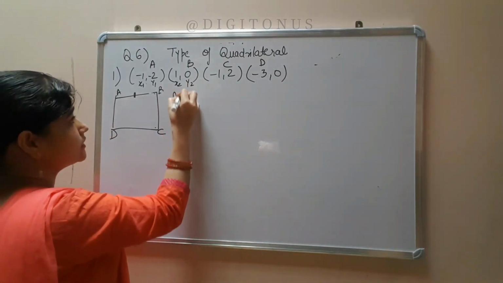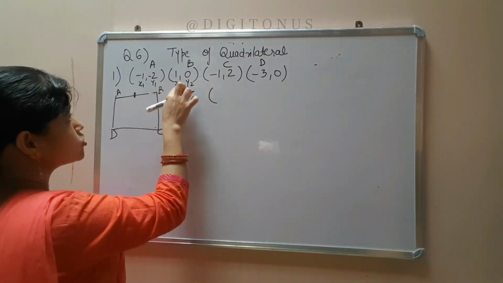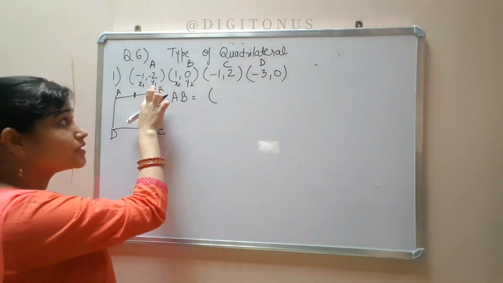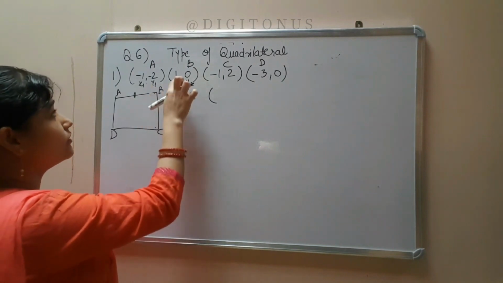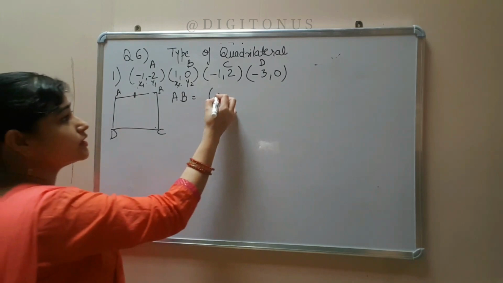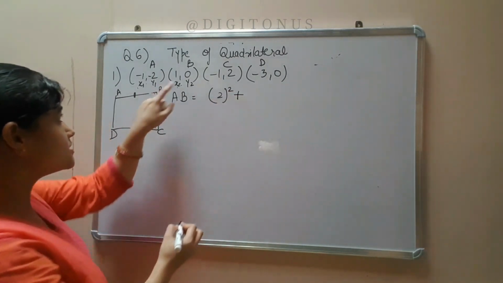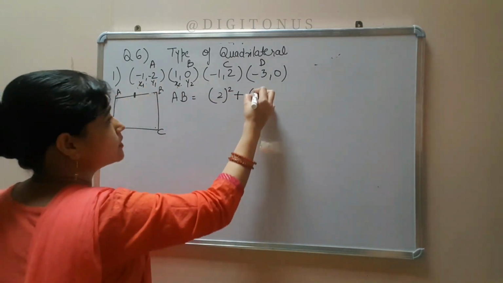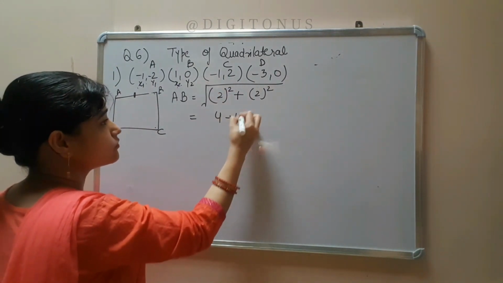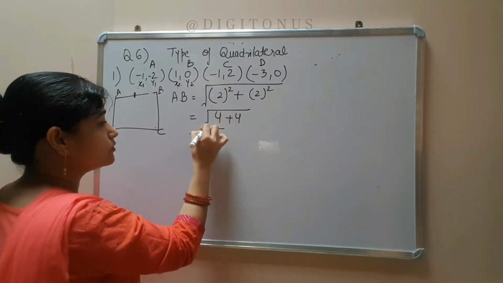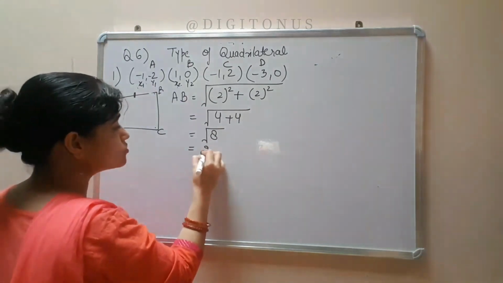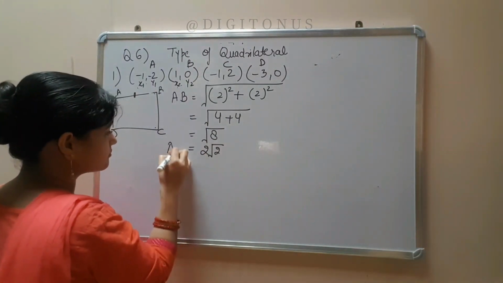Okay, so I am writing here AB, x2 minus x1. 1 minus 1 means 1 plus 1, 2 whole square, and 0 minus 2 means plus 2 whole square under root. So this will be 4 plus 4 under root 8, and under root 8 can be written as 4 into 2, means 2 under root 2. Clear?